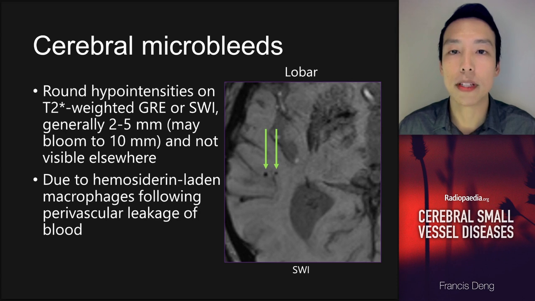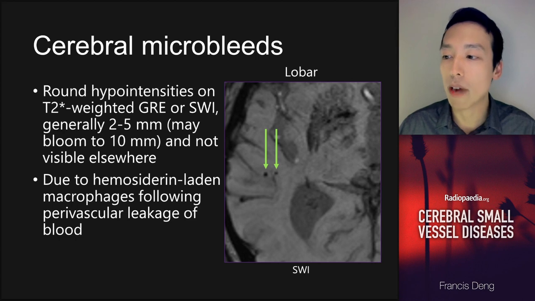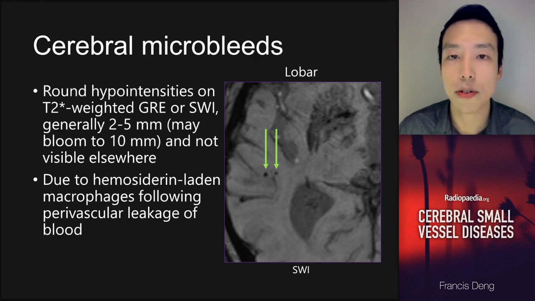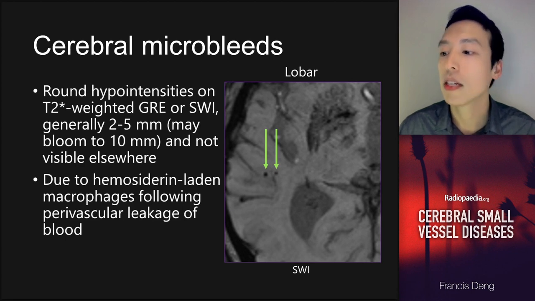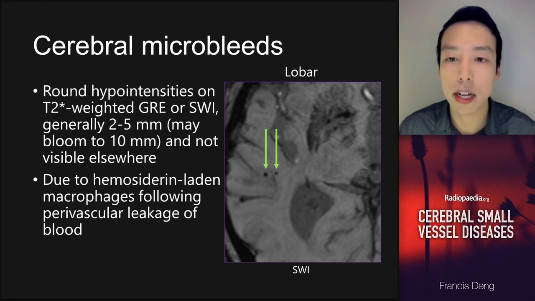Now we're going to move on to hemorrhagic features of small vessel disease. The first is cerebral microbleeds. These are round hypointensities on T2 star gradient echo, or even better, with more sensitivity, SWI, susceptibility weighted imaging. These are generally 2 to 5 millimeters in size, but with better imaging, with SWI at higher field, 3 Tesla or higher, these can bloom up to 10 millimeters. They're generally not visible on other sequences.